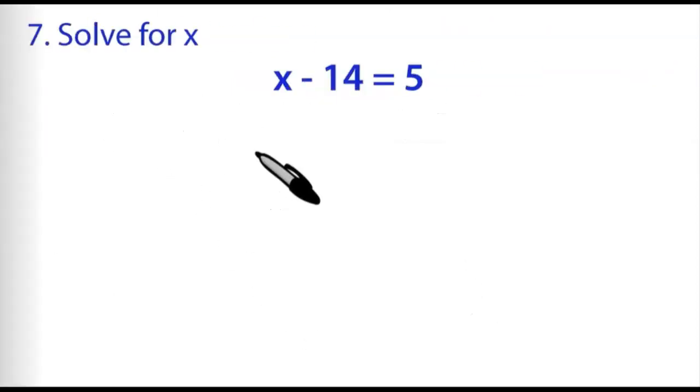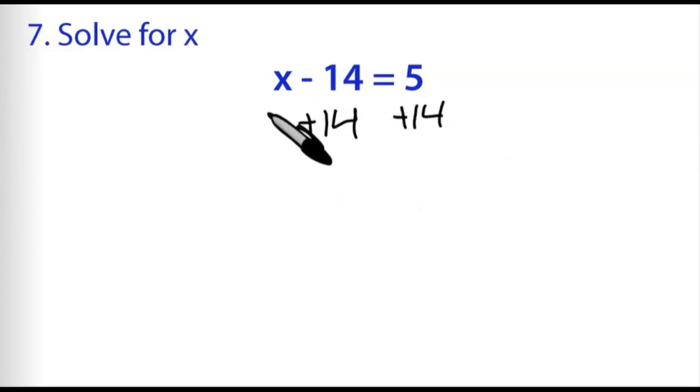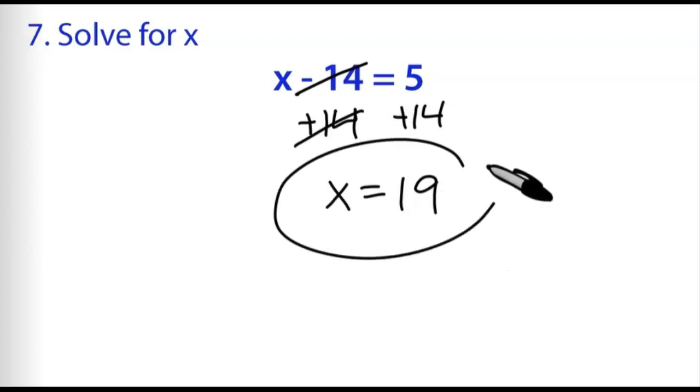For problem 7, we have x minus 14 equals 5. So to get rid of that minus 14, we need to add 14 to both sides. So we have x minus 14 plus 14, and the minus 14 and plus 14 cancel out, leaving just x. And on this side, we have 5 plus 14, which is 19. So x equals 19.